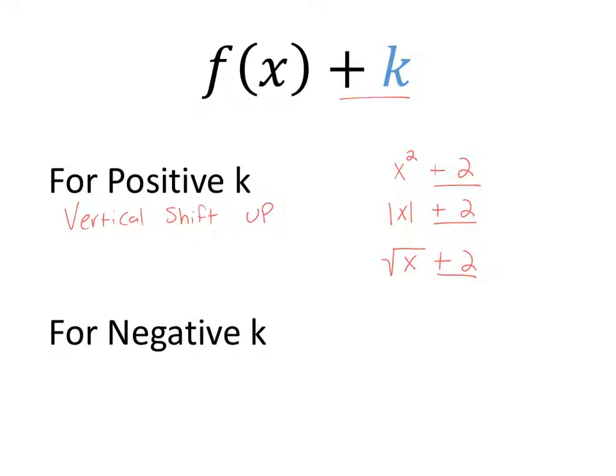We could also have k be negative, which would be a vertical shift down. If k is negative, it's a vertical shift down, and that just moves it down. So we could have x squared minus 2, or the absolute value of x minus 2, or the square root of x minus 2. Notice these are all outside of these parent functions.